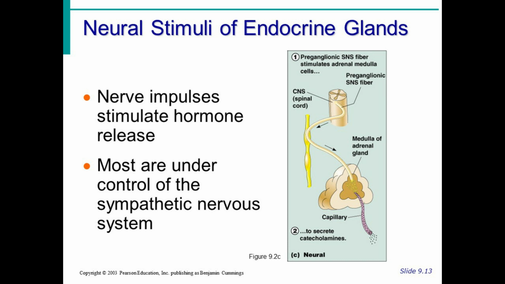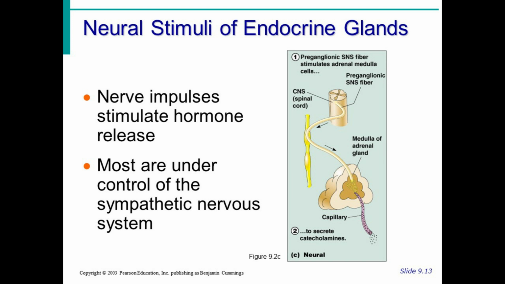So another example of a stimuli is our neural stimuli of our endocrine gland. When we say neural, there's an involvement of our nervous system. So the nerve impulses stimulate the hormone release. Most are under control of the sympathetic nervous system, or our fight-or-flight nervous system. One example of this is the adrenaline, which is produced in the medulla of the adrenal gland. There are two hormones in the medulla of the adrenal gland. One is the adrenaline and the noradrenaline. Other names for them are epinephrine and norepinephrine. So collectively, these two are called catecholamines.